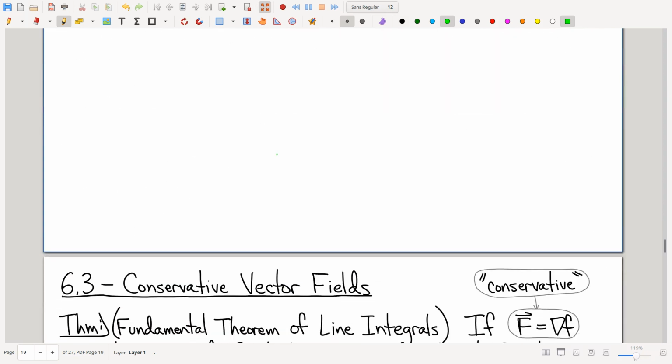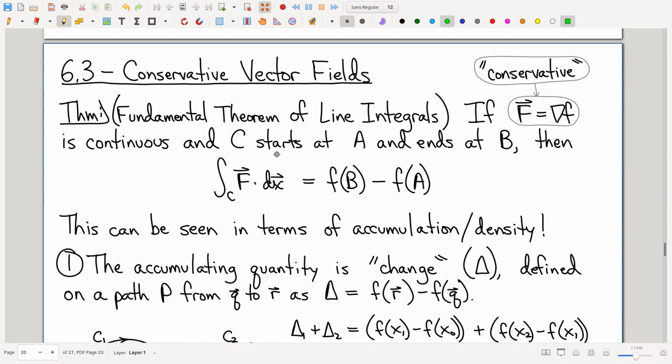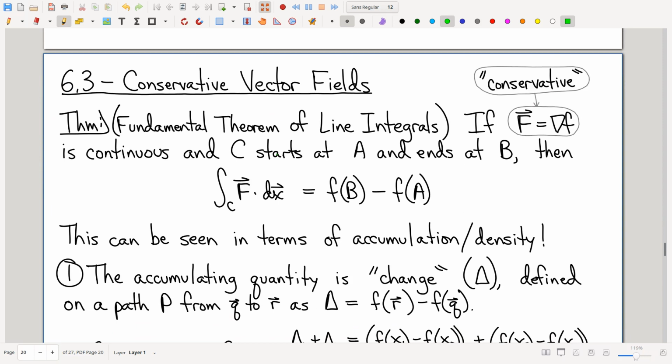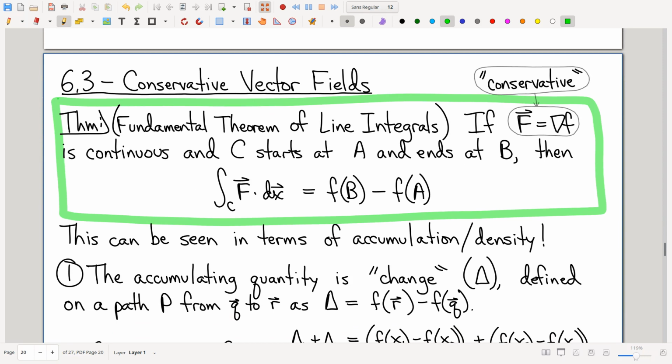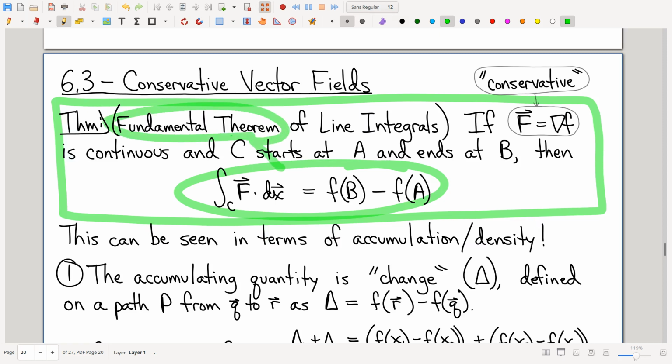Okay, so 6.3. Accumulation theorem number 5, you might say. Called the fundamental theorem of line integrals. If you skip down here to the end, you can see why they call it the fundamental theorem of line integrals. It looks just like the fundamental theorem of calculus, doesn't it? The integral is f of b minus f of a. It's practically a ripoff of the fundamental theorem of calculus.